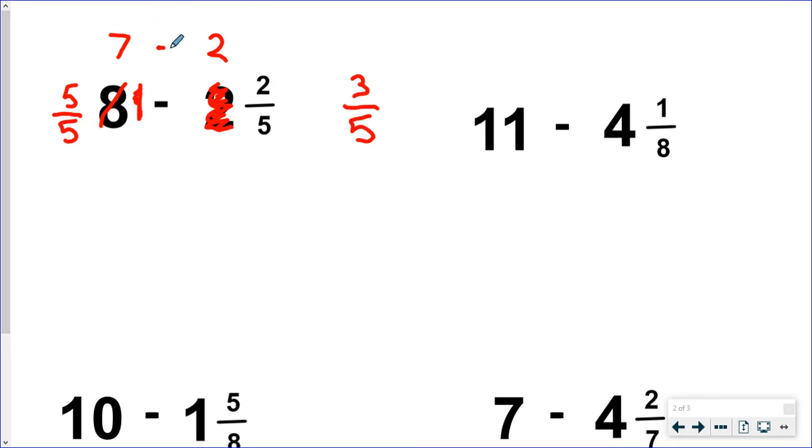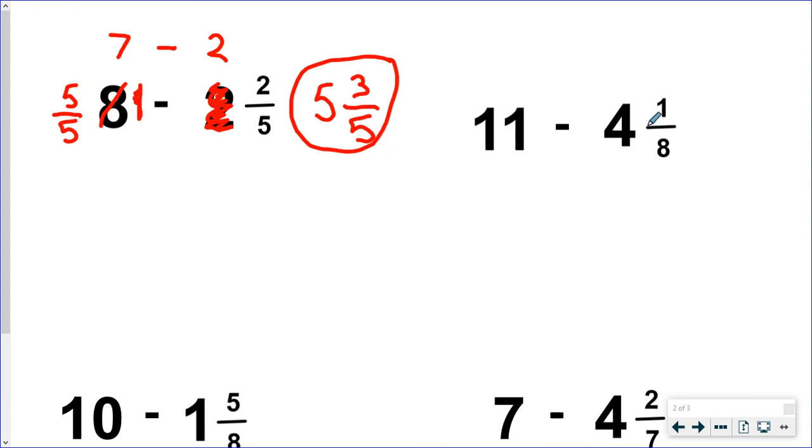Now I'm going to go back and subtract those whole numbers that were left over. This 2, remember, I'm not going to subtract 8. I'm going to subtract 7 because I had to borrow 1 in order to subtract the fractions. So we take 7 minus 2. 7 minus 2 is 5. So we would say that this final answer here is 5 3/5.